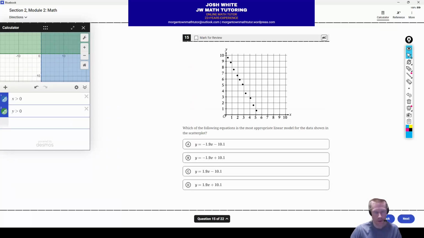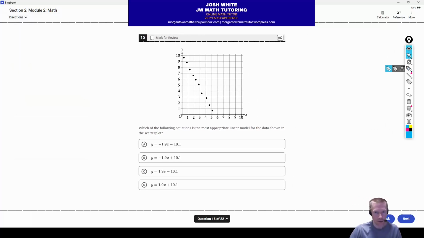All right, here we have a bunch of points, basically a scatter plot, and they want to know what's the most appropriate model, or basically the best fit line, for this data. So a couple things. First of all, notice the slope is negative because it is going downhill. Sorry, it's not -1, that's just supposed to be a negative sign. So therefore, we can get rid of these two right away.